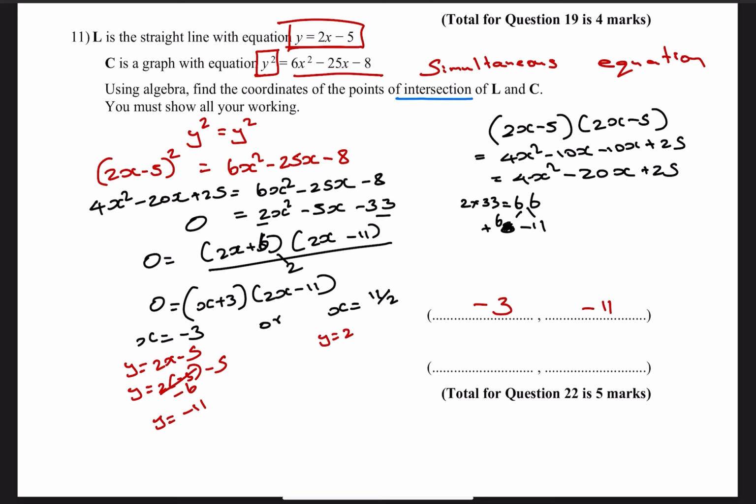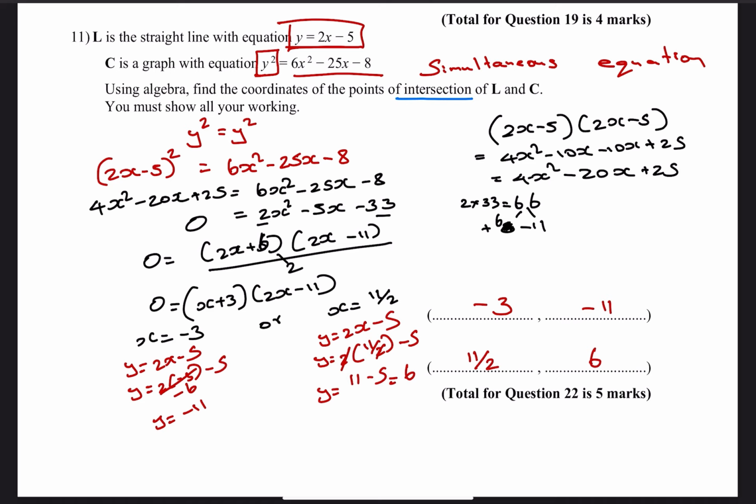Next one. Y equals 2x minus 5. Y equals 2 times 11 over 2 minus 5. I can cancel this 2 and this 2, divide them by 2. 11 minus 5, which is 6. So I got 11 over 2 and then 6 for the y coordinate. Yeah, x coordinate and y coordinate in that order.